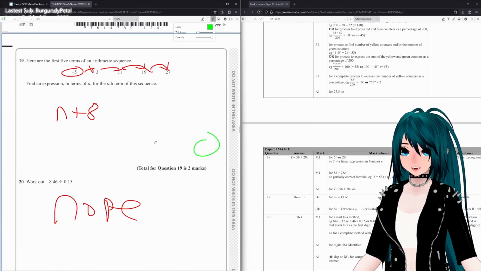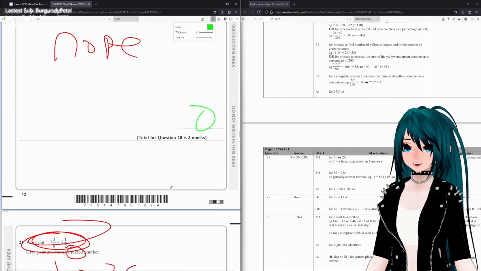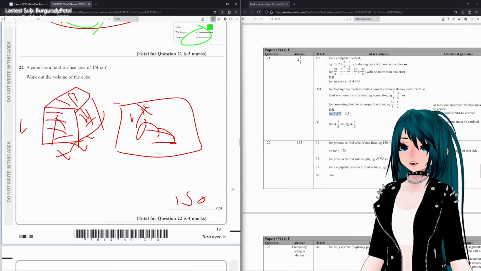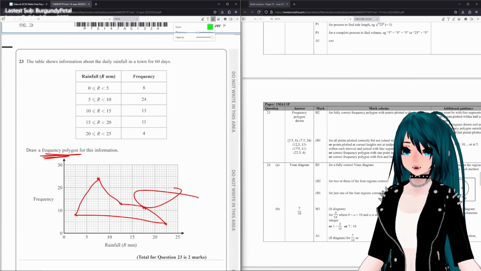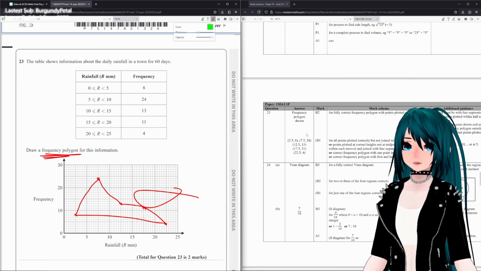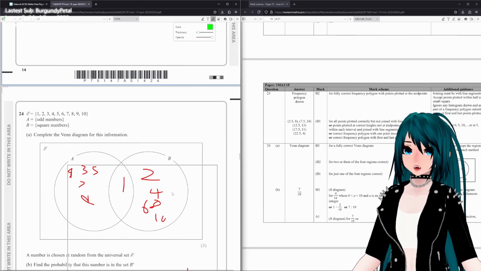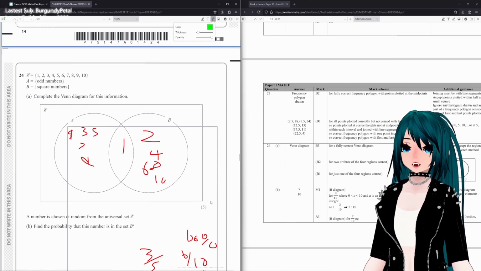I don't care, dude. I got that one wrong. 0 marks on this one too. And I wrote 150 on this one. Oh, it's 125 on 22. Oh my god. Frequency polygon makes 0 sense to me. I'm just gonna give myself 0 marks because I can't be bothered to read this. Oh, I got this so wrong.